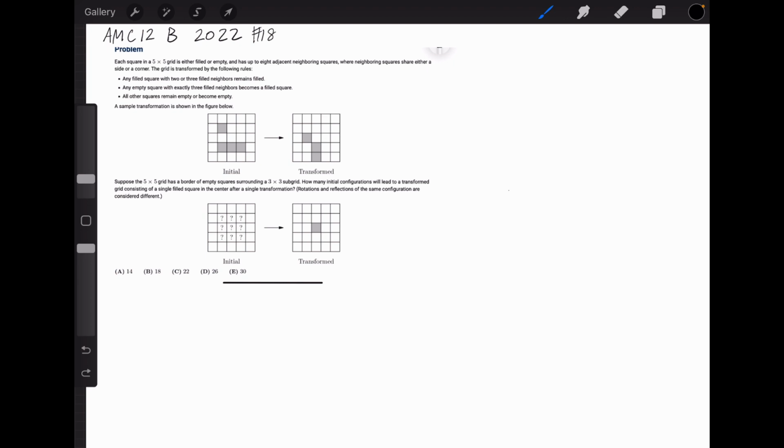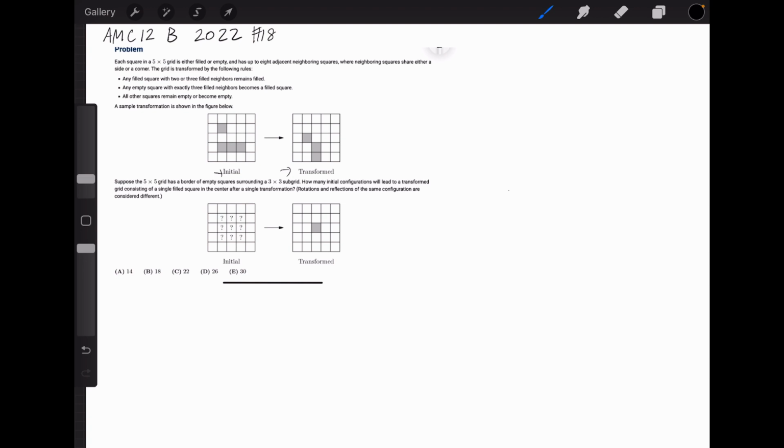1. Any filled square with 2 or 3 filled neighbors remains filled. 2. Any empty square with exactly 3 filled neighbors becomes a filled square. 3. All other squares remain empty or become empty. A sample transformation is shown in the figure below. So this is the initial grid and this is the transformed grid. You can pause the video and look at it for a sec.